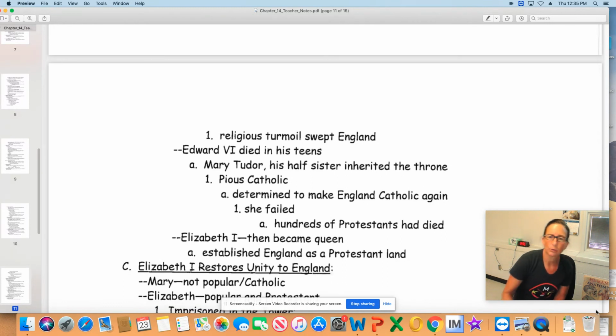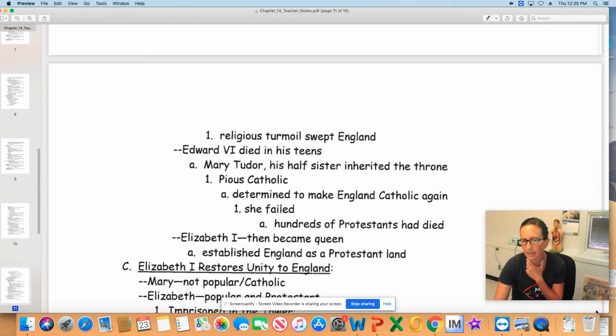Religious turmoil will sweep England. Edward will die in his teens. There's speculation that possibly he was poisoned. He died a very terrible death, and most possibly he was poisoned. Then you have Mary and you have Elizabeth. Mary Tudor, his half-sister, will inherit the throne.